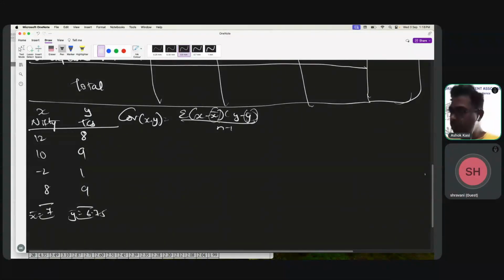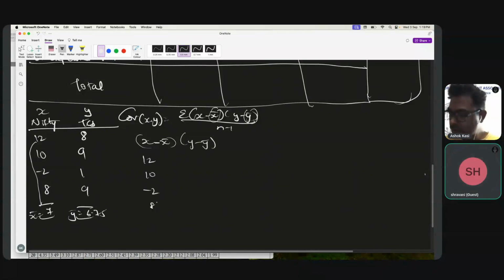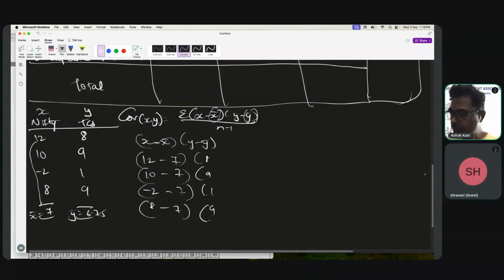Then now x minus x bar into y minus y bar. X minus x bar is 12 minus 7. So I'll write this first. Now x bar is 7, 7, 7, 7, and y is 8, 9, 1, 9. Y bar is 6.75.